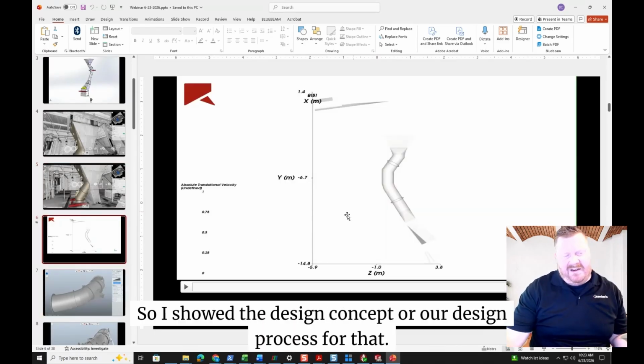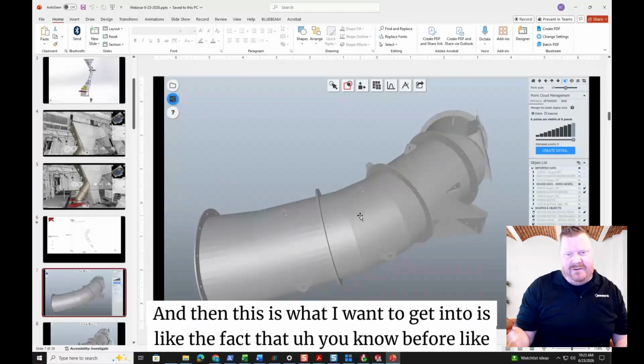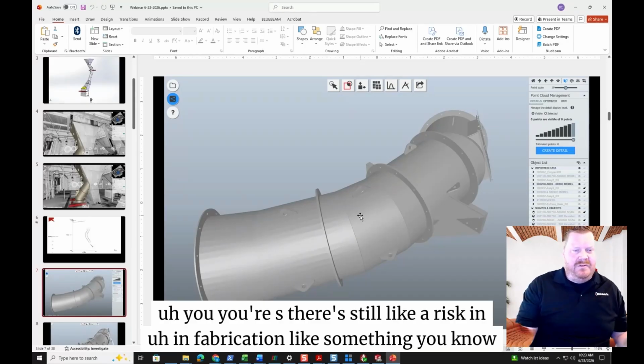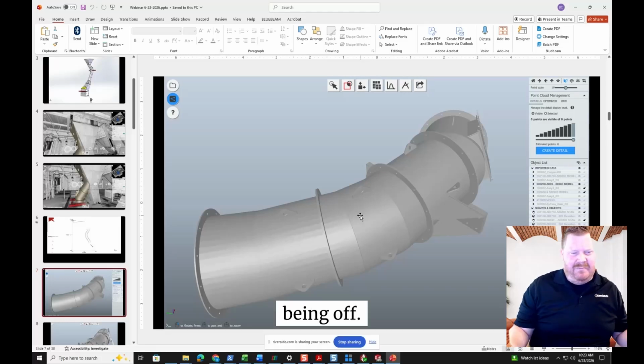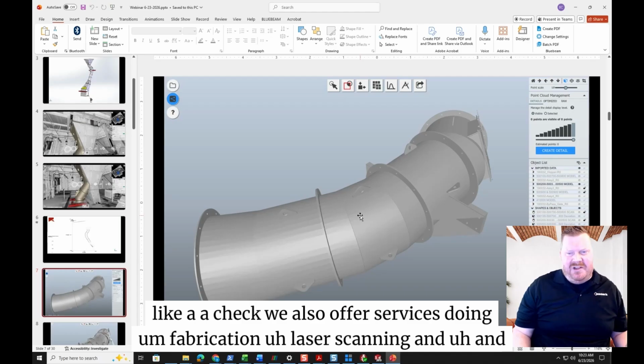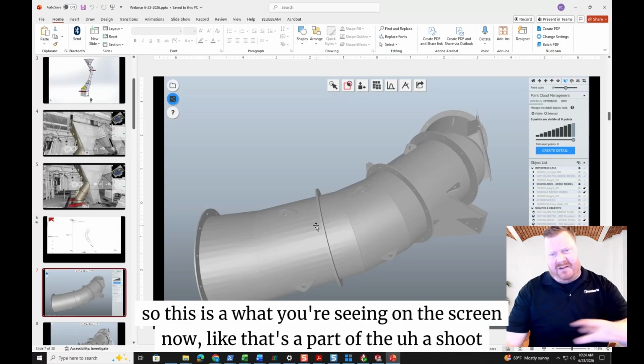So I showed the design concept, or our design process, for that. And now what I want to get into is the fact that even if our design is 100% perfect, there's still a risk in fabrication of something being off. We deal with a very long list of qualified fabrication companies, but as a check, we also offer fabrication laser scanning and analysis. So this is what you're seeing on the screen now.